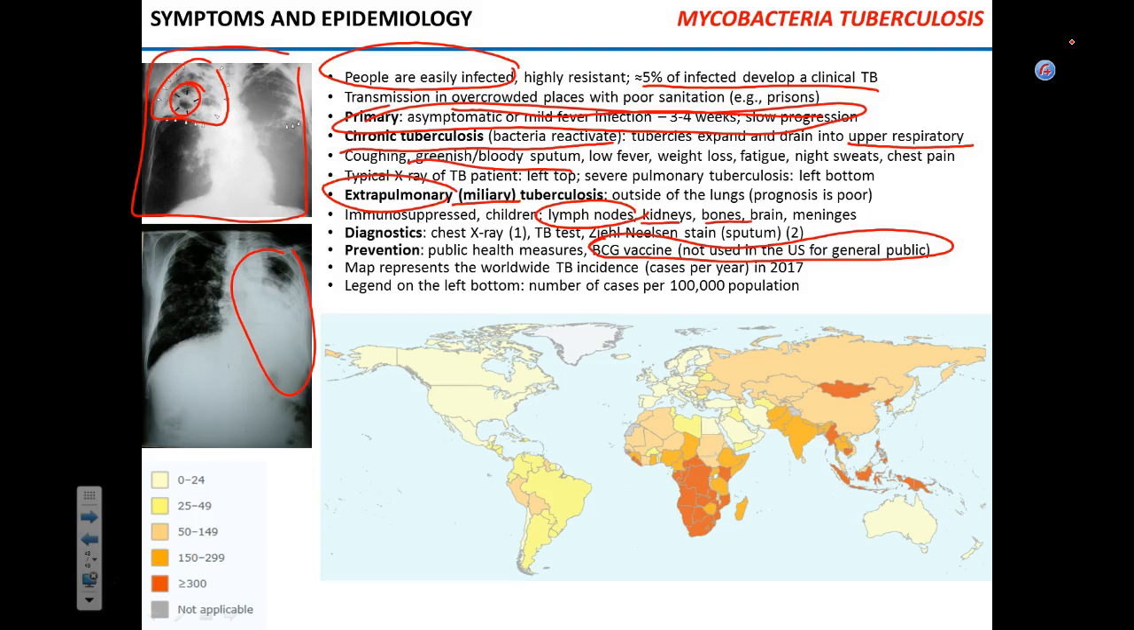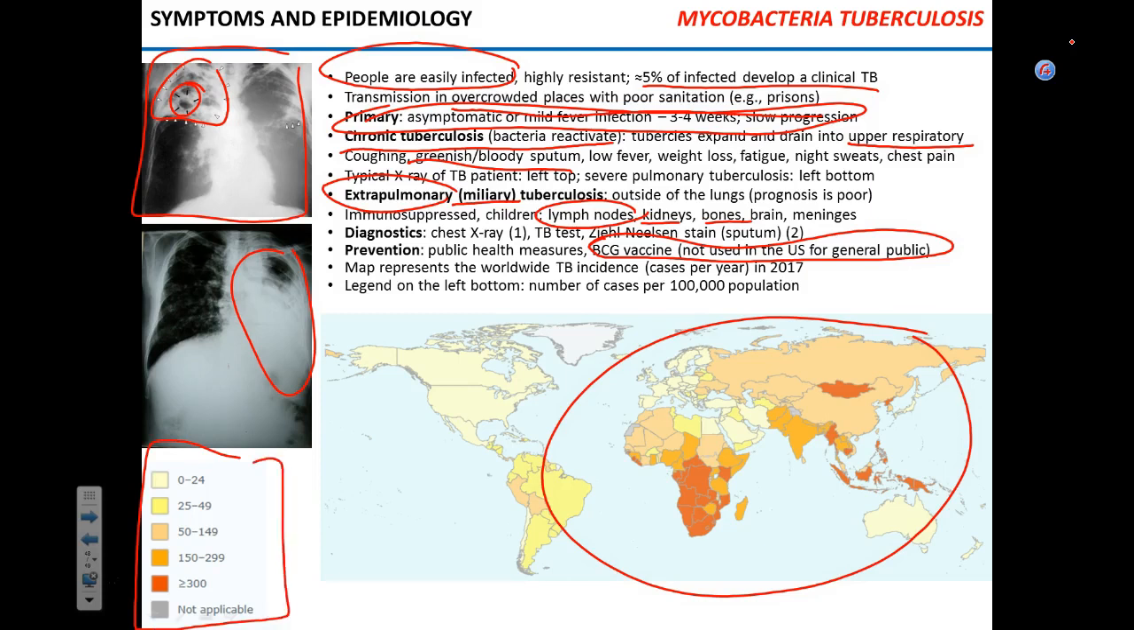Now this is a really interesting map, I think. It shows you the incidence, cases per year in 2017. On the left, you see the legend, number of cases per 100,000. Okay, now, we all know that you have to take this data always with a grain of salt. Take this presentation of data.